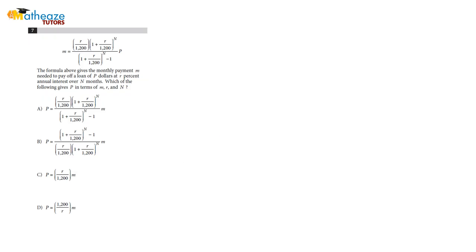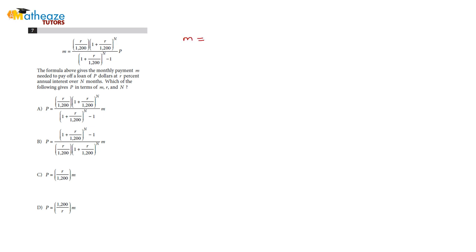Now we have this equation, and the formula above gives the monthly payment M needed to pay off a loan of P dollars at R% annual interest over N months. Which of the following gives P in terms of M, R, and N? So let's start with the equation we have.